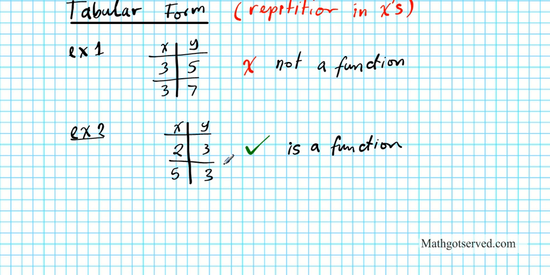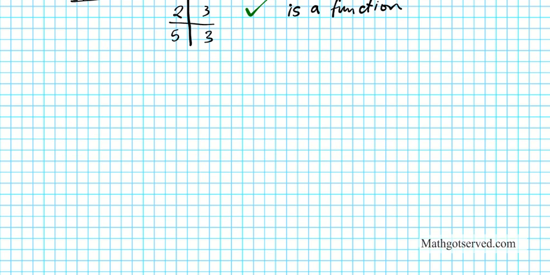All right. Last but not the least is the graphical formulation. So let's write it down. We're going to look at the graphical form. So if you have a graph of a relation, how do you know if it is a function or not? Well, there's a special test for that. Let's do a real quick recap.